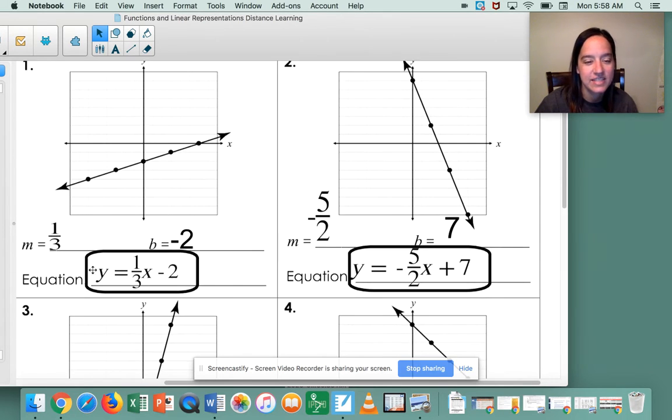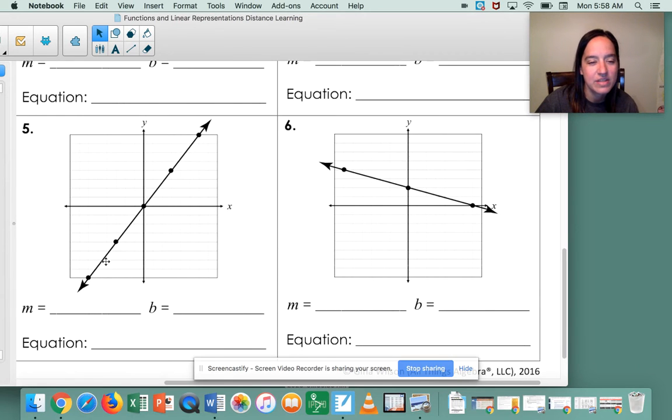All right. We're going to do one more on this page. We're going to do number 5. Number 5 here, I want to notice real quick. See how this one crosses the y-axis at the origin? That means that my b is 0. And then I look and I say, okay, it goes up 4 and it goes over 3. I notice that it's a positive slope. So therefore, my slope is positive 4/3.